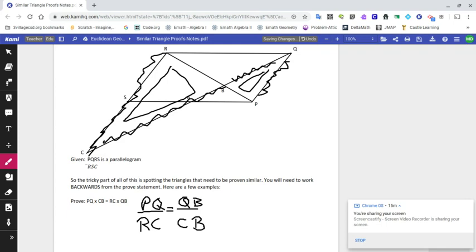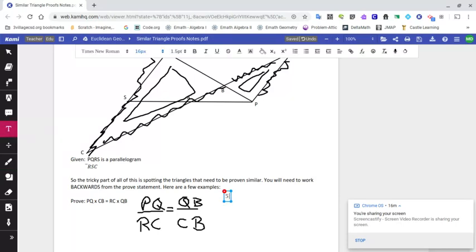Okay, suppose that takes 4 steps to prove that the two triangles are similar. Now I've taken 4 steps. So my 5th step now will be PQ divided by RC equals QB divided by CB. That's my proportion. So my reason will be 5, corresponding sides of similar triangles are in proportion.